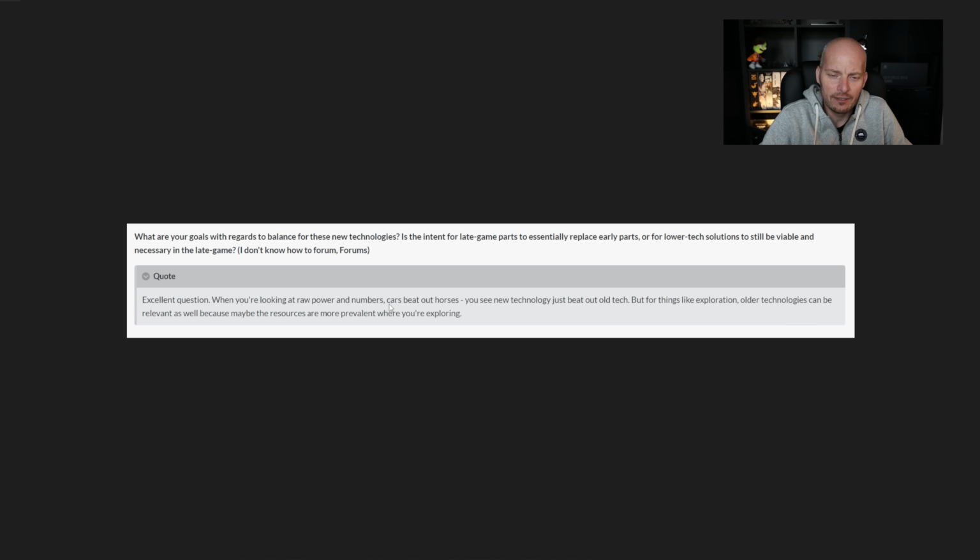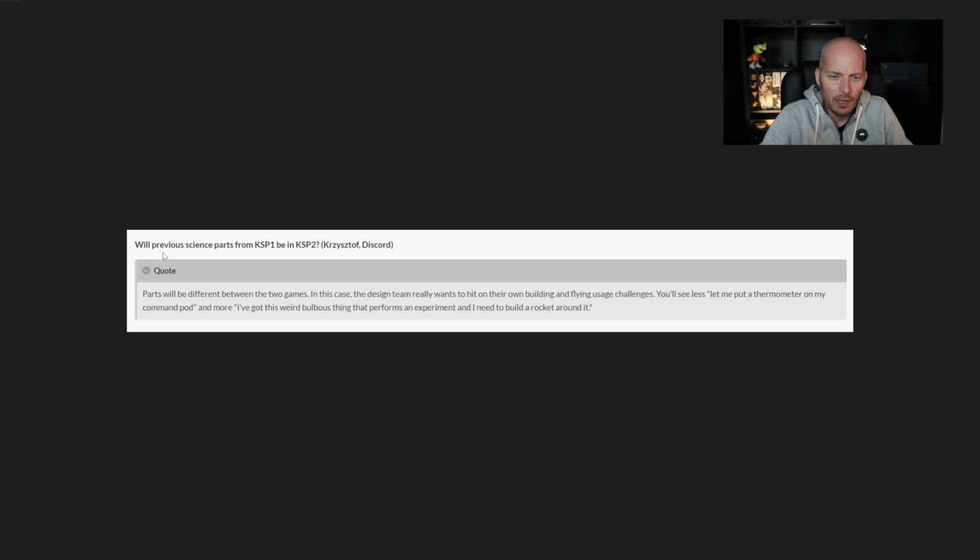So it seems what they're saying here is that it will still be possible to use old technologies even when you have new technologies to hand. And for some cases, it may even be preferable or essential for you to use older technologies so you can go and gather certain resources, which perhaps you'll need for crafting the newer technologies.